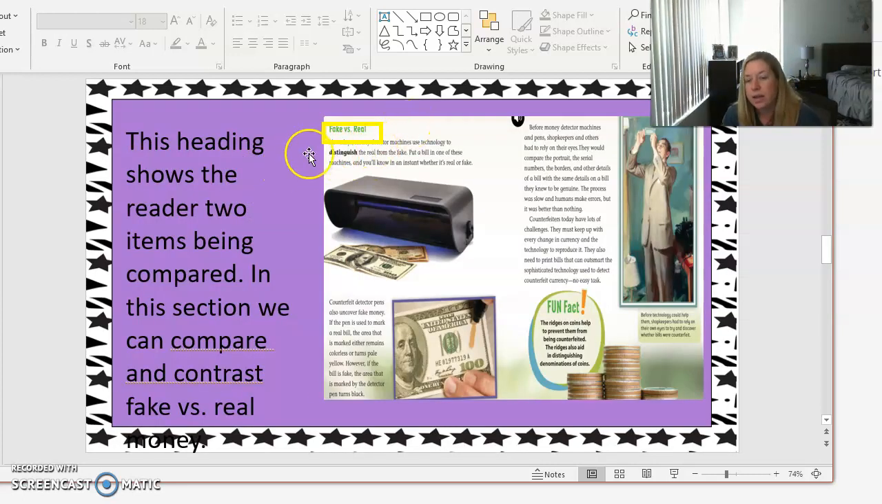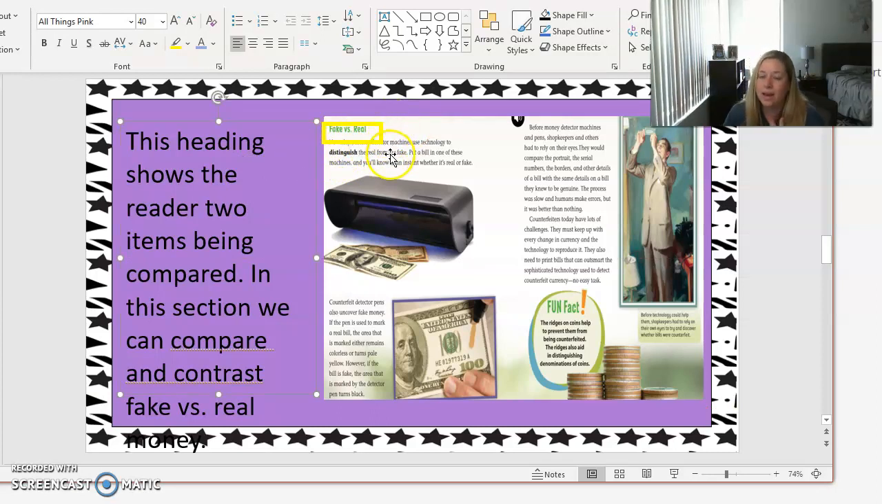So look at this heading. It says fake versus real, fake versus real. That heading tells me that these two things are going to be compared in this section. So if I wanted to learn about the difference between fake money and real money, I would want to look under this section just because of that heading alone.